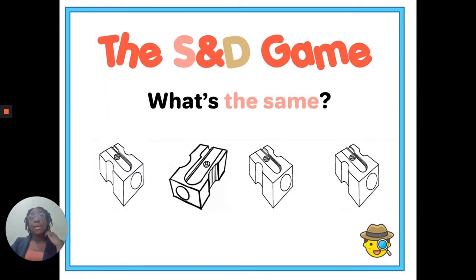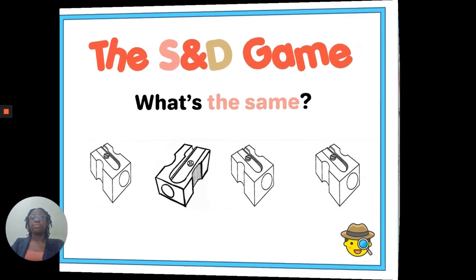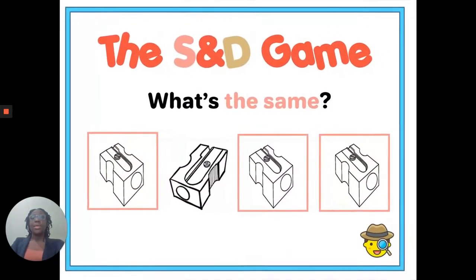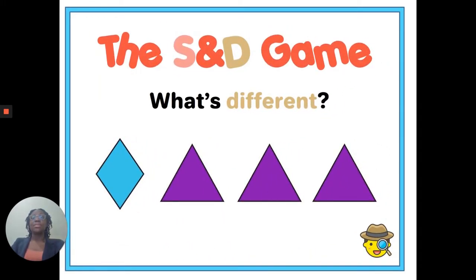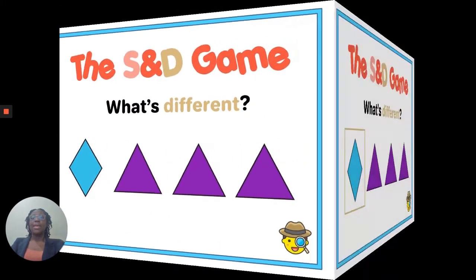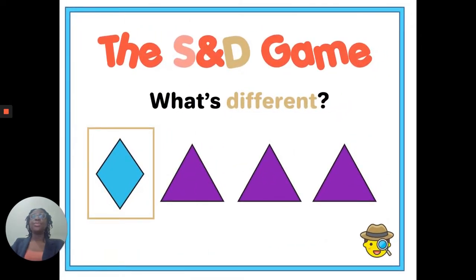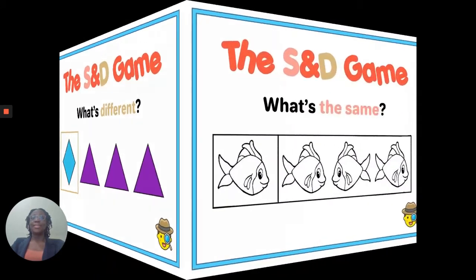What's the same in these pictures? Which of these are the same? And we see that 1, 2, 3 are the same. Let's go to the next one. What is different? And I'm sure you guessed that the blue image is different.